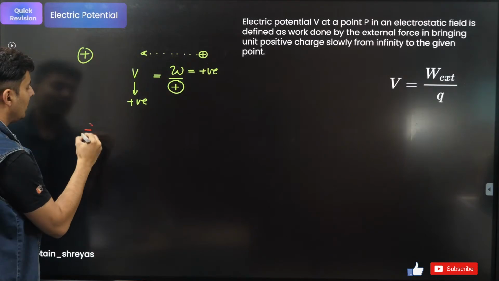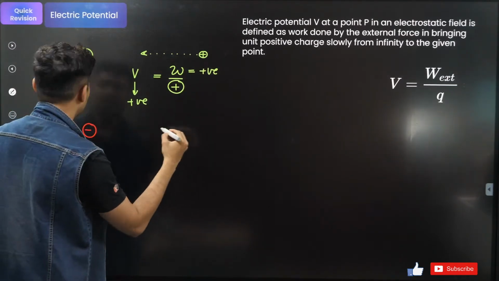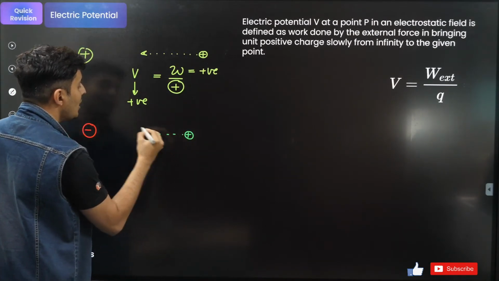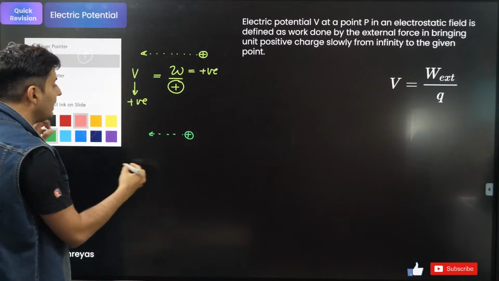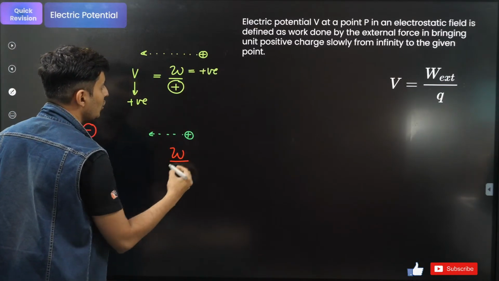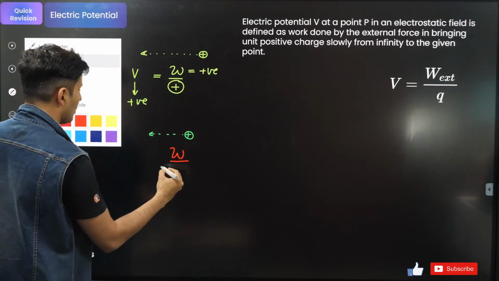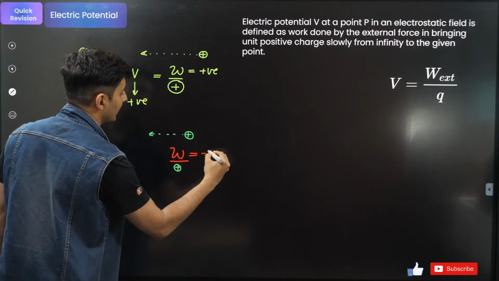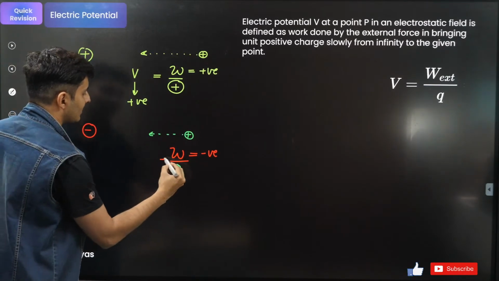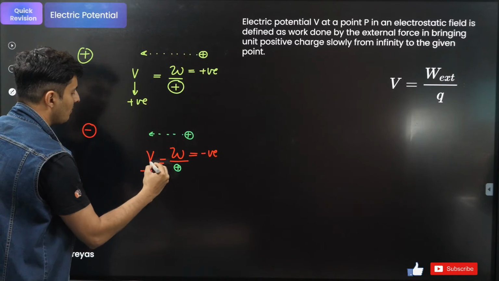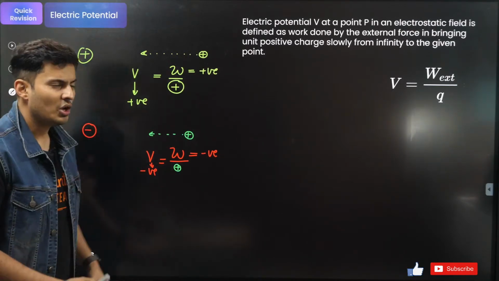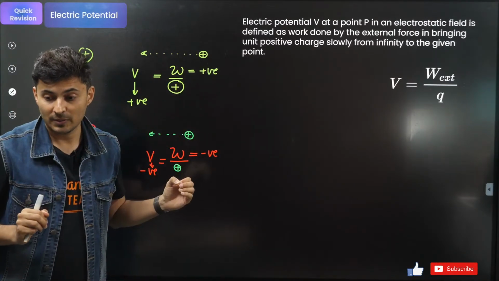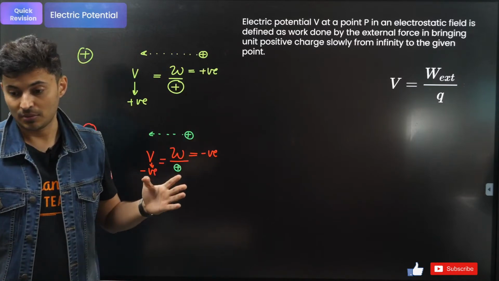Whereas if you take a negative charge, then what happens? In order to bring this same positive charge close by, you will not do work. In fact, you will be doing negative work. You will be doing negative work per unit positive charge. This W will be basically negative. Hence, the value of the potential will also be negative for a negative charge. So positive charge creates positive potential, negative charge creates negative potential. I hope this is understood.